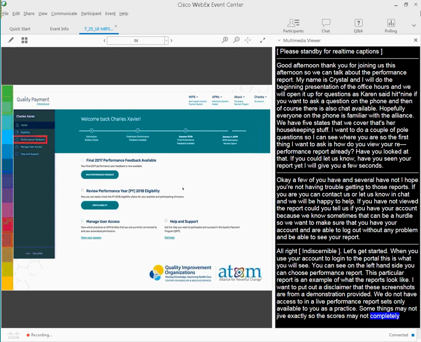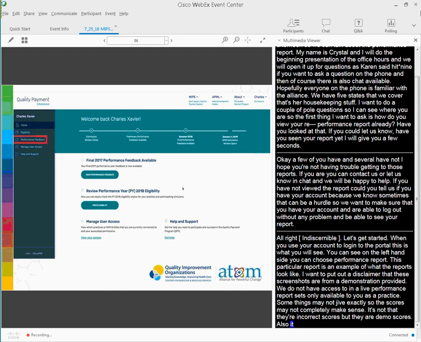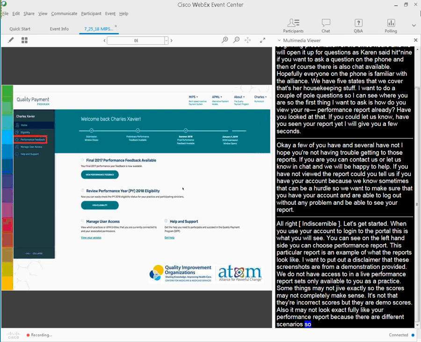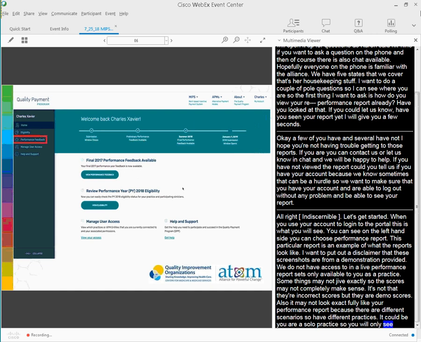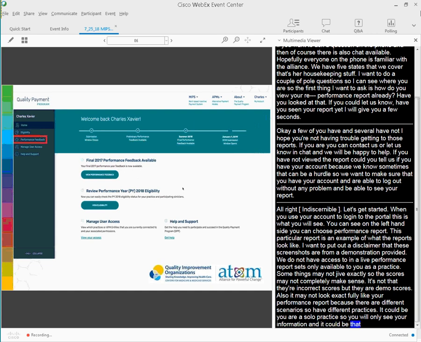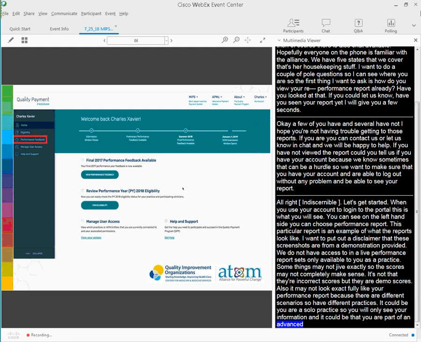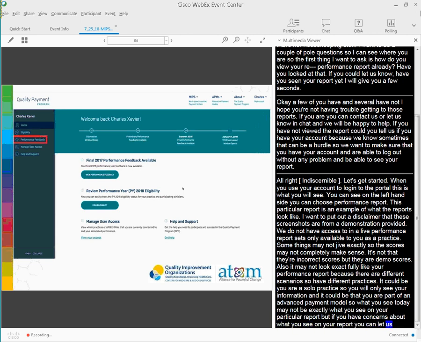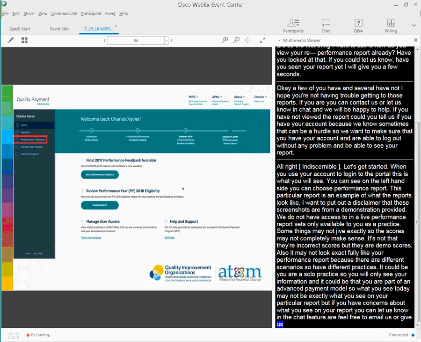Also, it may not look exactly like your performance report because there are different scenarios for different practices. It could be that you're a solo practice, so you'll only see your information. It could be that you are part of an advanced payment model. So what you see today may not be exactly what you see on your particular report, but if you have any concerns about what you do see on your report, you can let us know in chat, or feel free to email us or give us a call, and we'll have that contact information for you as well.